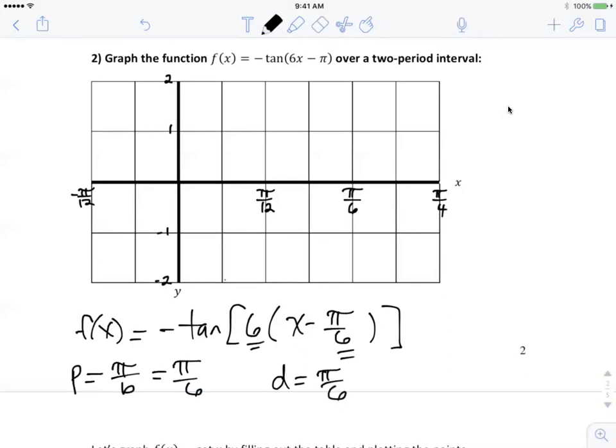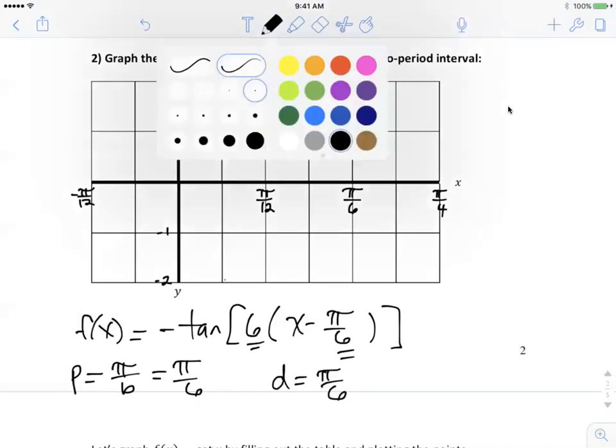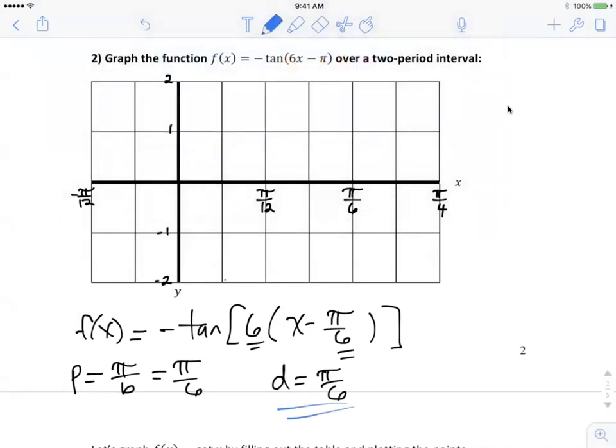Okay, so when I start to draw this out, I always know that there's going to be a midpoint at the phase shift. Okay, so the phase shift is pi over 6. There's going to be a midpoint there. Okay, and then half of the period in either direction should be an asymptote, right? So if I take half of the period, so let's go over here and do p divided by 2, which would be pi over 6 divided by 2, which is pi over 12, right? And in either direction of that phase shift, I should have an asymptote.